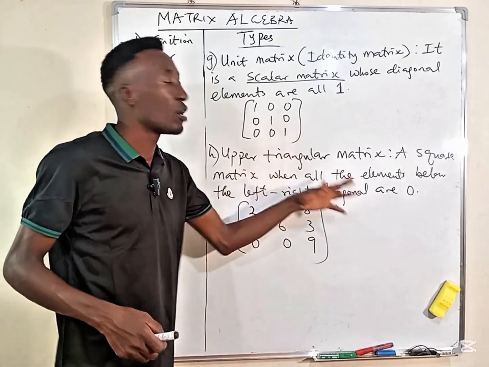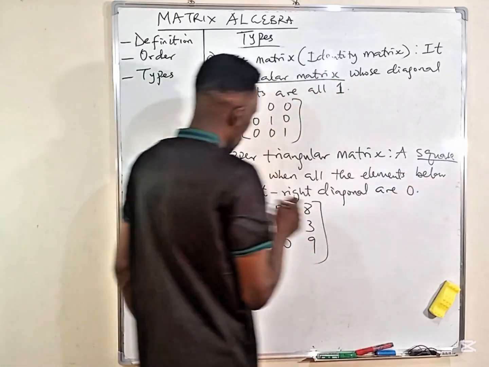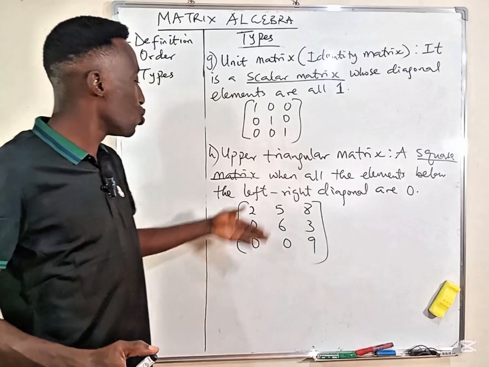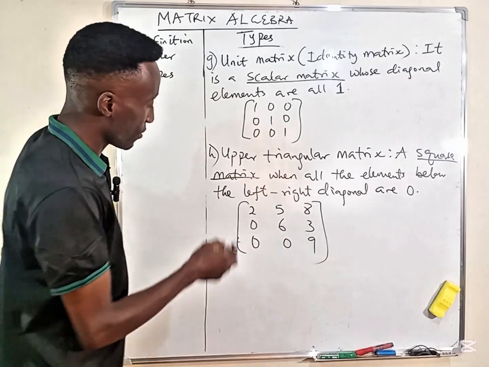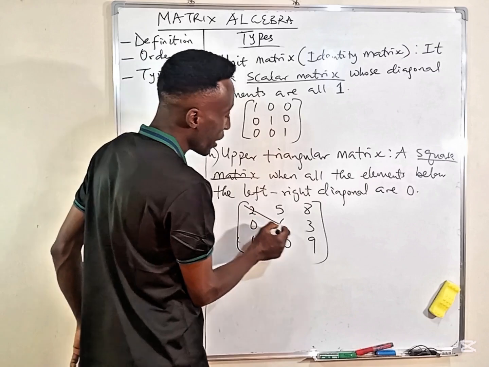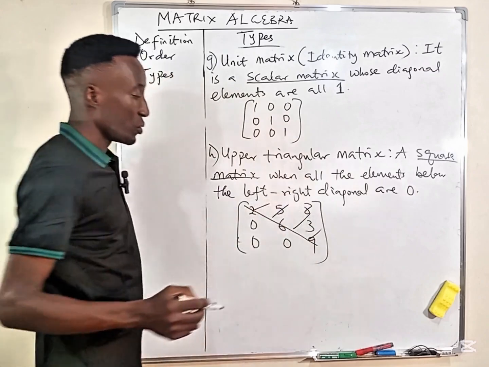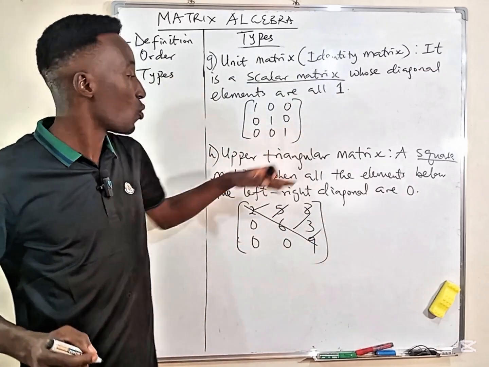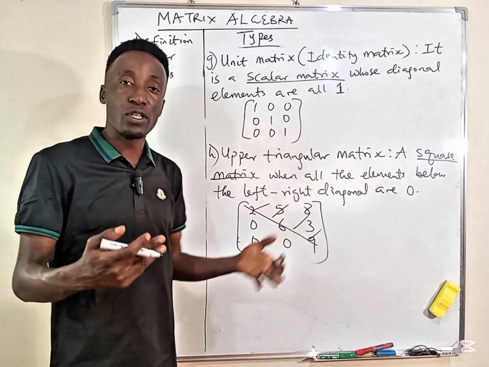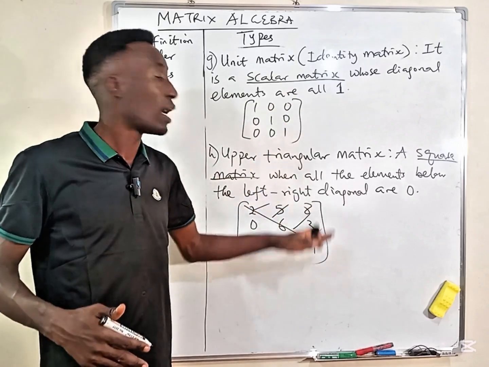Then we have the upper triangular matrix. An upper triangular matrix is a square matrix, so you must know that it is a square matrix, when all the elements below the left hand side, that is like this. All the elements in the upper region are non-zero, and below it you have 0. This is what we call the upper triangular matrix.